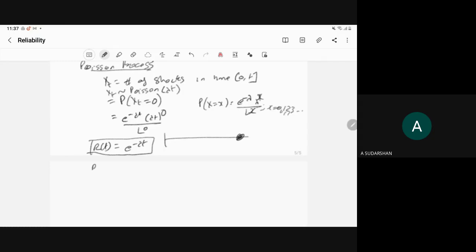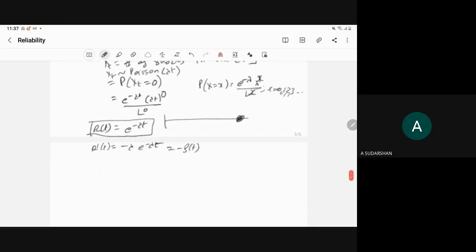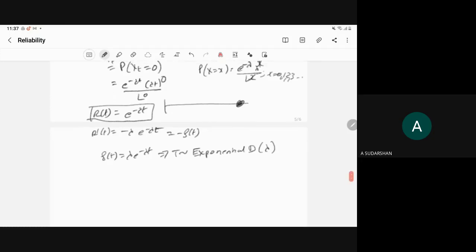Now, you know what R dash t is from here. R dash t will become minus lambda e to power minus lambda t, and R dash t is equal to minus of ft. So ft will become lambda e to power minus lambda t. This is the density of the exponential distribution. So from here you can say T follows the exponential distribution with parameter lambda.